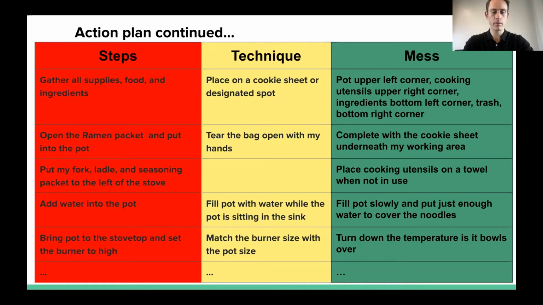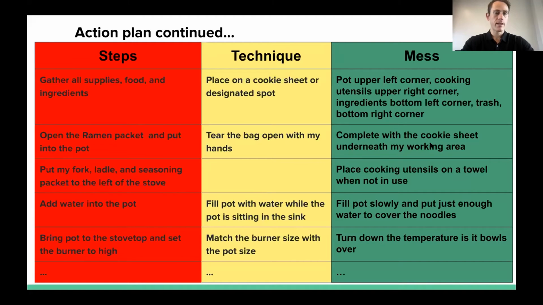So first, let me explain what you see on the screen here. There's a chart that has one column with steps on it. To the right are the techniques that go along with those steps. And the next column, the furthest to the right, is for those steps, how are we going to contain the mess for that step or technique that we're using?